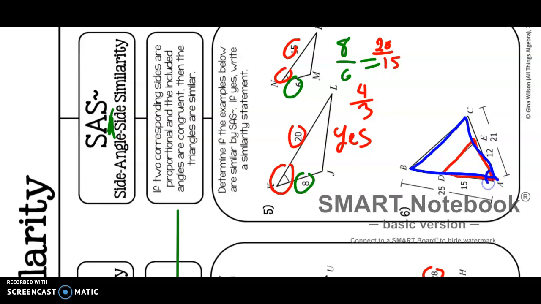So what's nice is they share this angle. Okay? So we've talked about what that means when they have the exact same angle. So we have that angle right there. So we know that angle A is the same for both of them. So now let's check their sides.